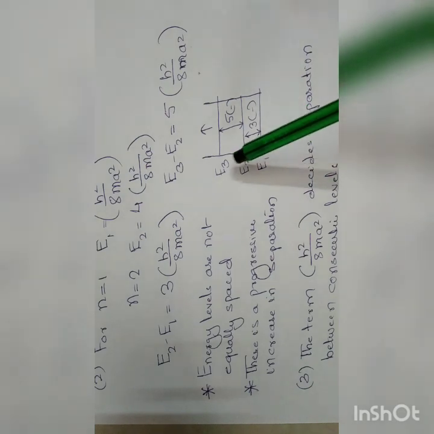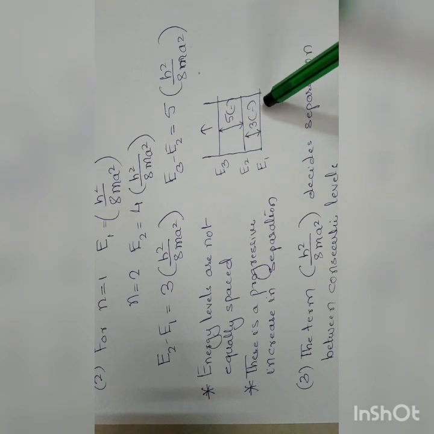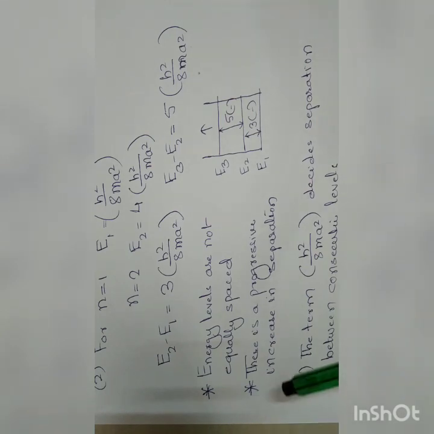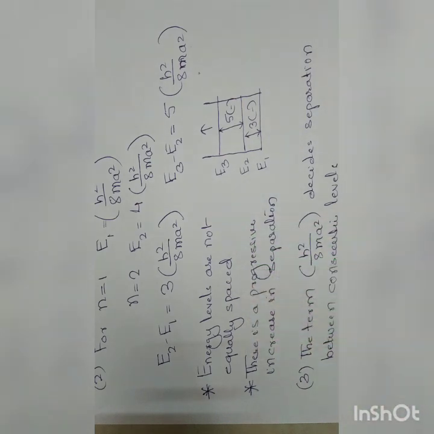If you try to draw those energy levels for a one-dimensional case, what you see is E1, E2, E3. The first separation is 3 times that parameter. The second separation is 5 times this parameter, and it keeps on increasing. Hence, we can say energy levels are not equally spaced. The second conclusion here is that there is a progressive increase in the separation.